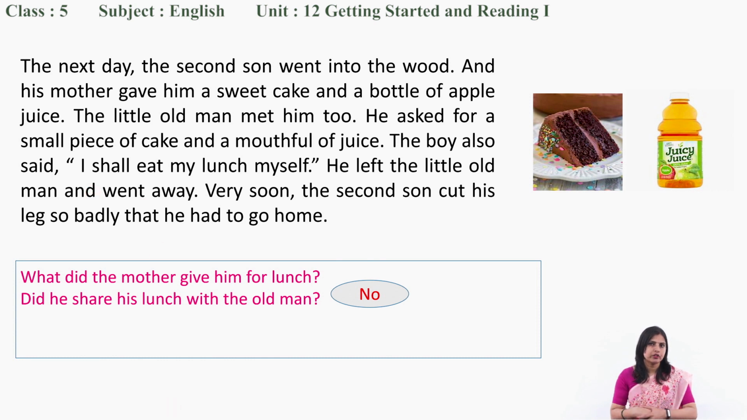He was also very rude, very selfish, because he did not share his food with the old man. Sharing is caring. Yes, and because the old man was very hungry, it was his duty to give him the food, little food. We should be kind to other people. But was he kind? No. Very soon, the second son cut his leg so badly that he had to go home.